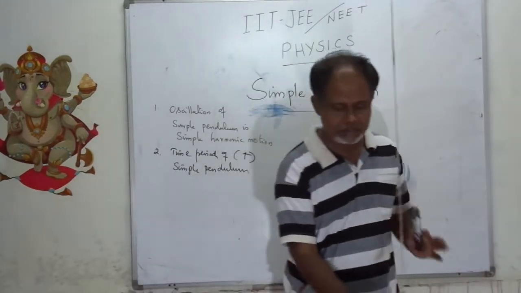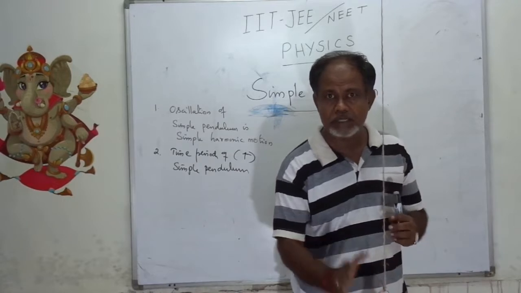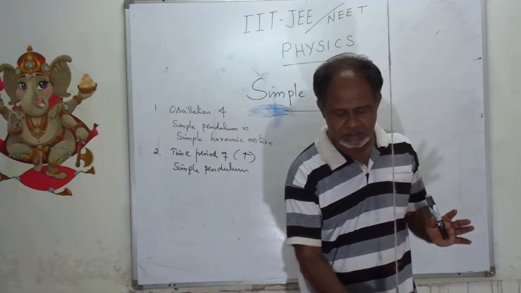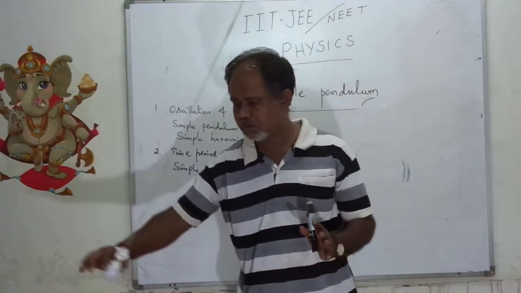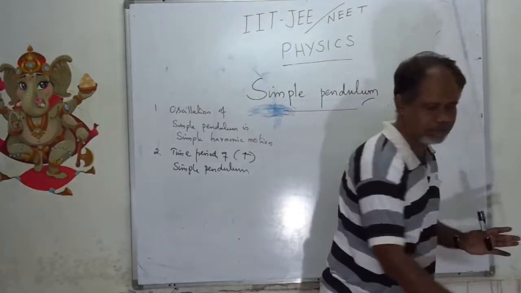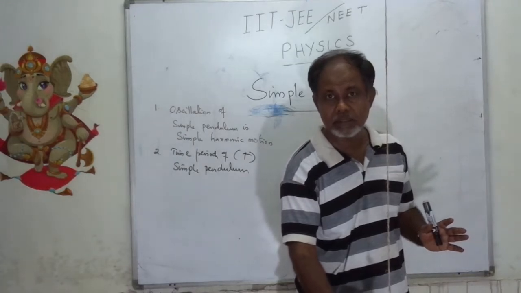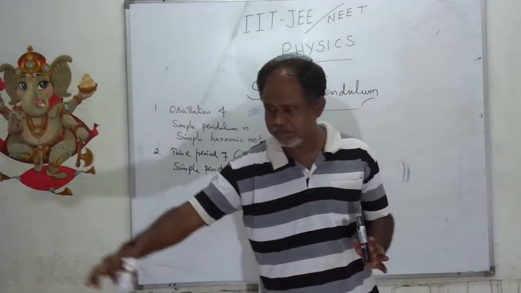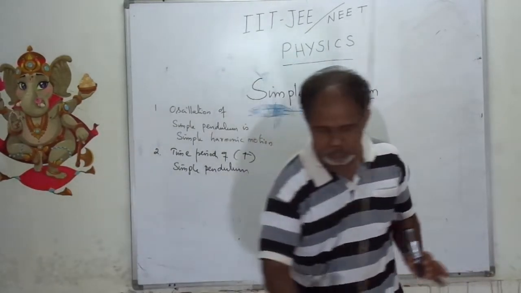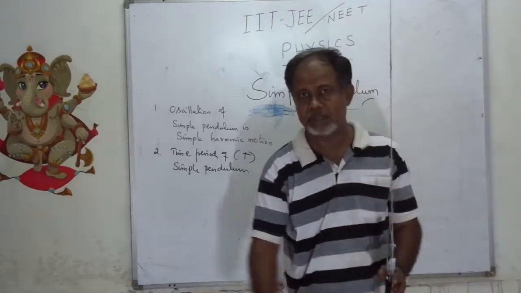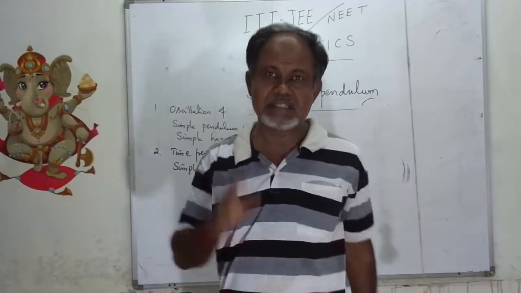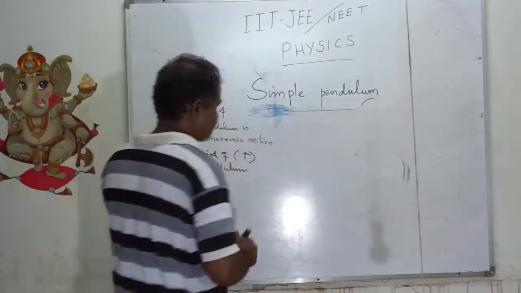What's the time period? Time period means just the time taken to complete one oscillation. One oscillation means it starts from here to here, then here, then here, then here. This is one oscillation. Time taken to complete one oscillation is called the time period. Now I am going to derive the time period.